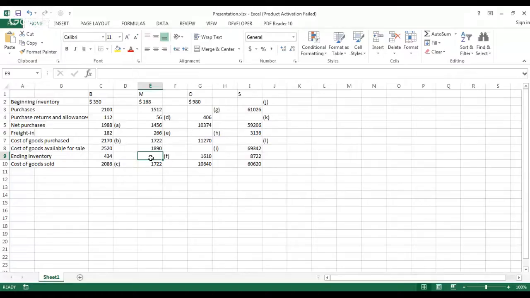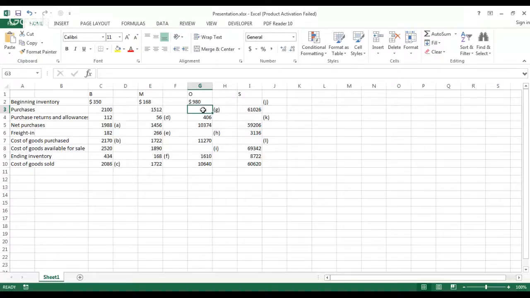And then for F, we do the ending inventory, which is the cost of goods available for sale minus the cost of goods sold. So we'll take the cost of goods available for sale minus the cost of goods sold. And that comes out to be 168.